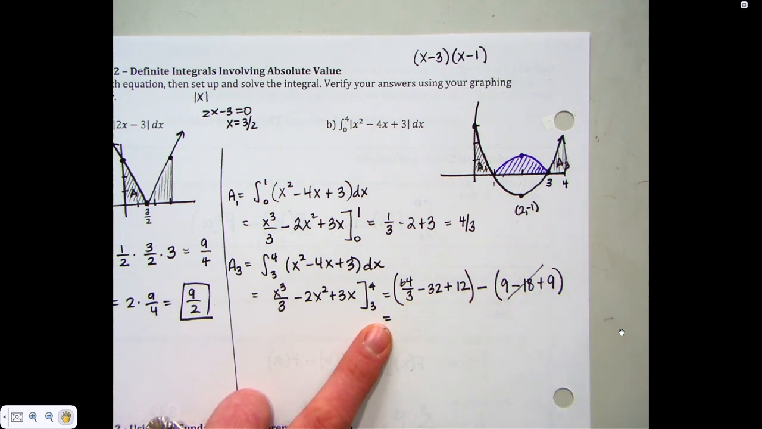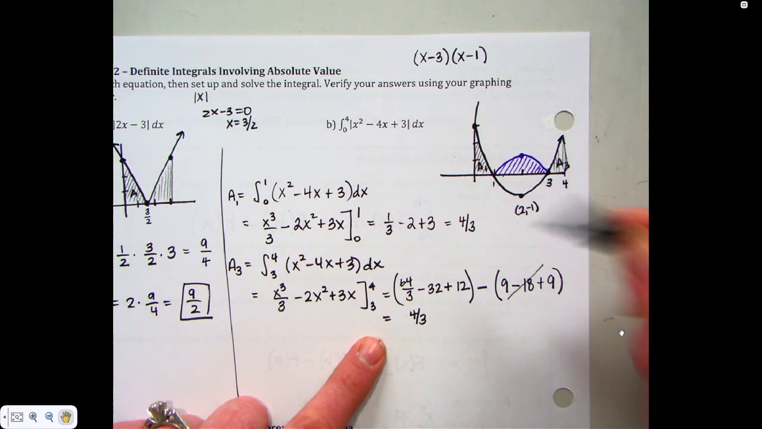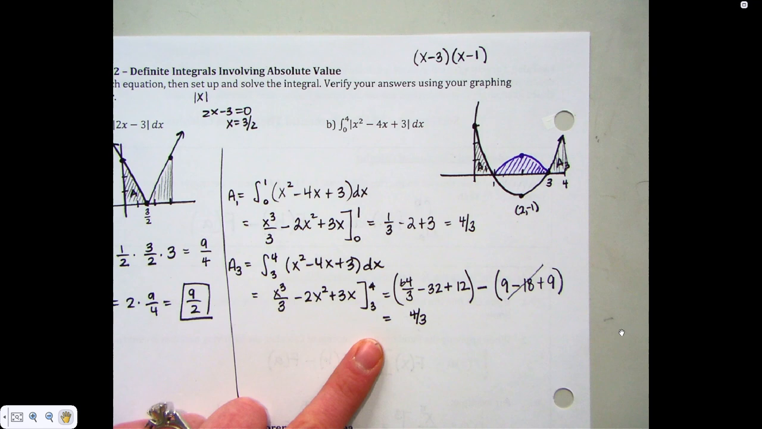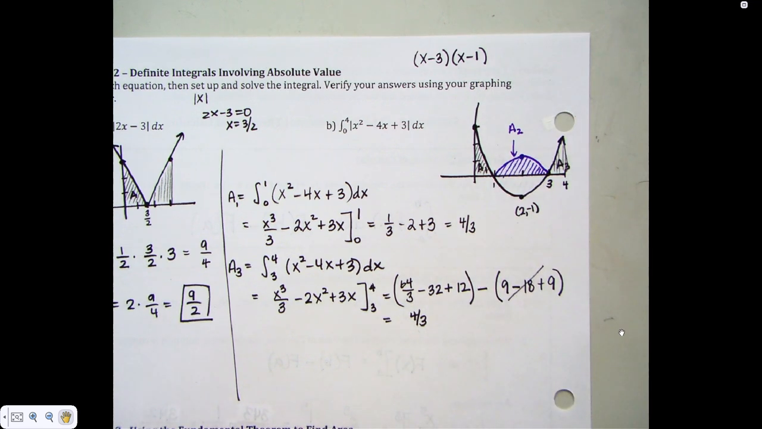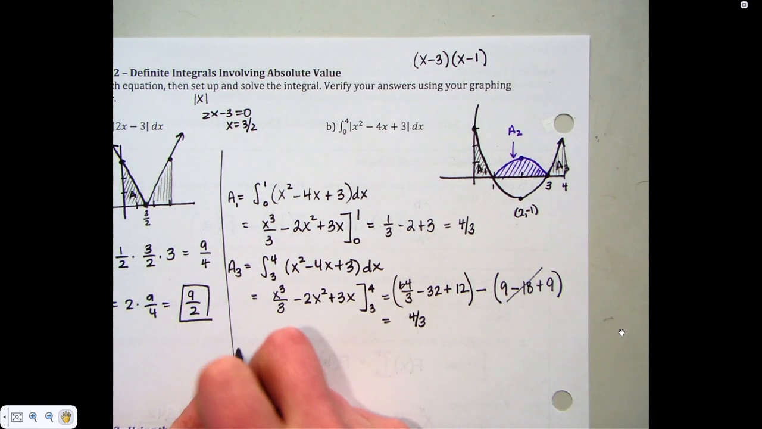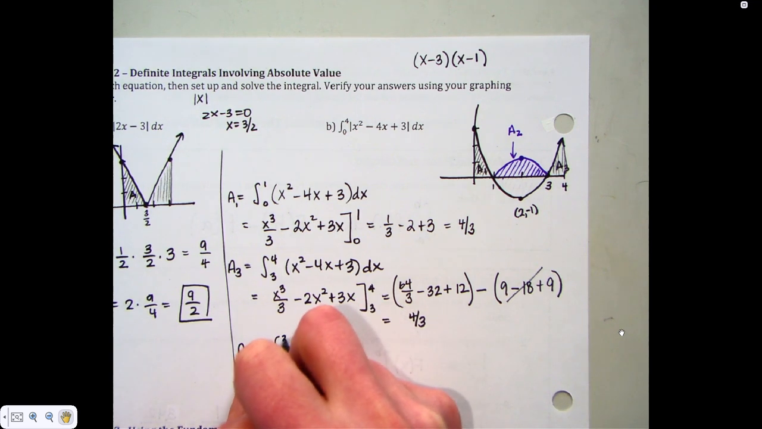Here, let's see, I've got 64 thirds and minus 20. So 64 minus 60 thirds, that's going to be 4 thirds as well, which is what we were expecting with our symmetry. Now, I skipped over the middle, right? This troublesome spot right in the center here is a little bit different. Area 2 would be the integral, starting at 1 and ending at 3.